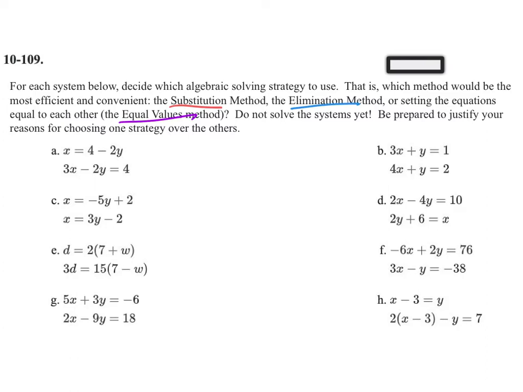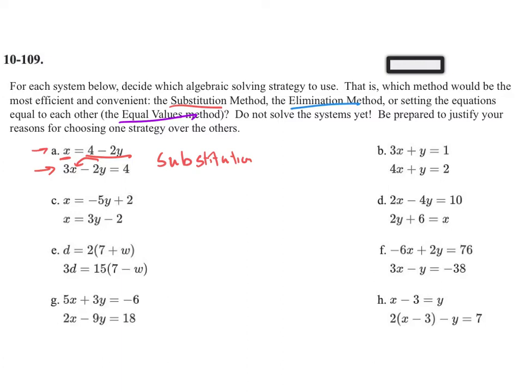Okay, so my first one, A, I've got a variable by itself here, and then I don't have a second thing equal to it. So usually when I'm looking for equal values, I'm looking for something where I've got both of them equal to the same value. So this one, and it's not lined up for elimination, so this one I would go to substitution, because I could easily take this and substitute that in right there, and I should be good to go.